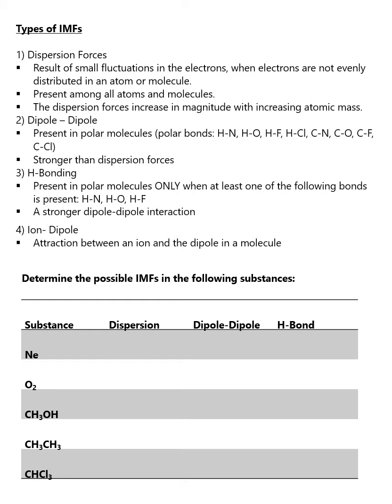The first one is dispersion, which is also known as London forces. Every different type of compound will have dispersion forces. Dispersion or London forces is a type of interaction that you have due to the fluctuation of electrons. Since everything contains electrons, then everything will have dispersion or London forces.